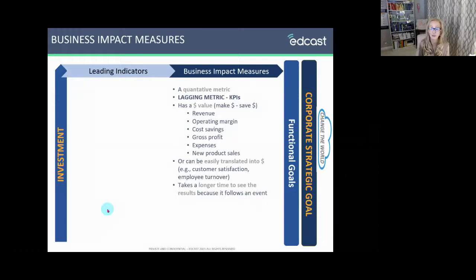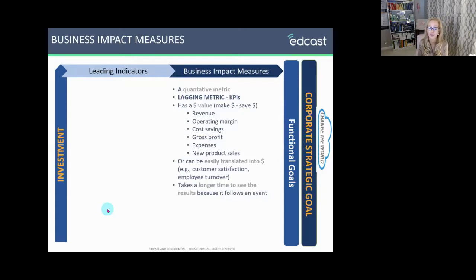And to me, a business impact measure always has a dollar value, right? Or a monetary value, because we're in business. So impact is money. How do you show money? By making money or saving money. Saving money's making money. So business impact measures are anything that's around a dollar value: revenue, operating margin, cost savings, new product sales. Anything that you can quantify in a dollar expense, I say is a business impact measure.